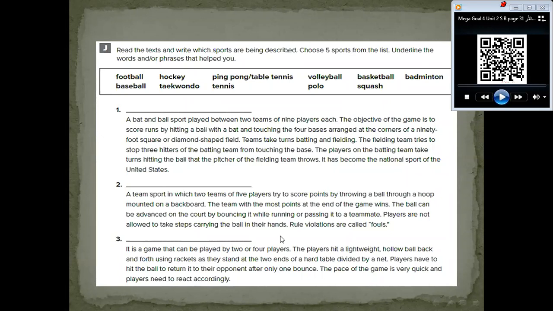Okay, my dear students, as you see here on this page, he wants us to read the texts and write which sports are being described. Choose 5 sports from the list, underline the words and or phrases that helped you. Now I will show you the answers for this exercise, and I want you to check your answers. If there are any mistakes, I want you to replace them with the correct ones. Are you ready?